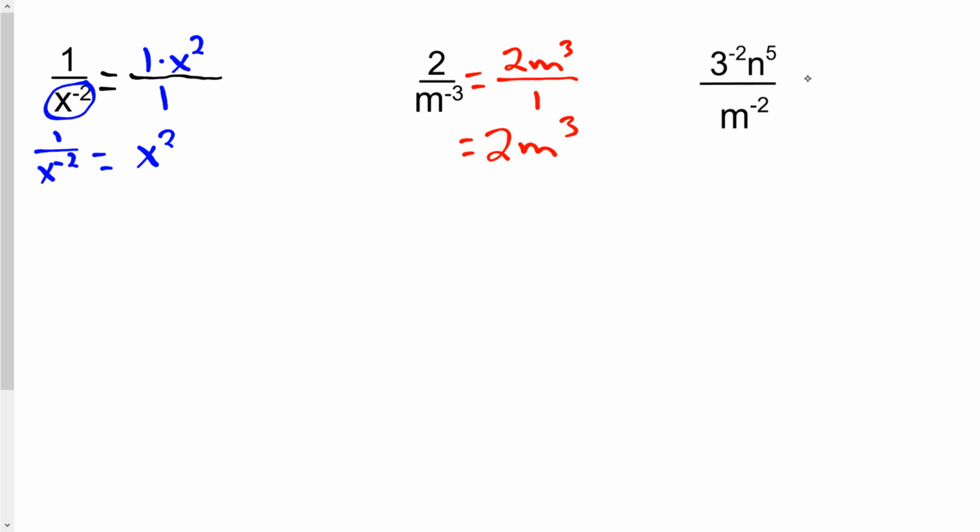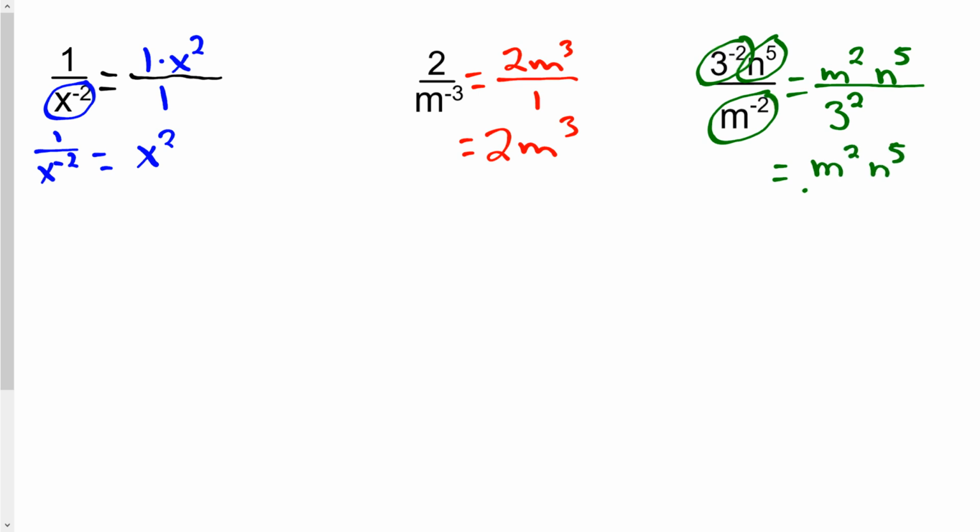And lastly, this is the champion of all problems for today. If you can do this one, you should be able to do the exit ticket. We're going to go one factor at a time. This factor right here is going to move down to the denominator because it has a negative exponent. This one right here is going to stay. And this one right here is going to move up because it has a negative exponent. And I'm just writing the m first because it's alphabetical order. You can write the n to the fifth first if you want to. So this is going to be m squared n to the fifth all over 3 squared, which is 9.